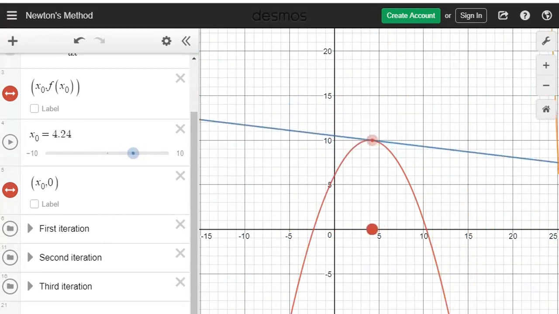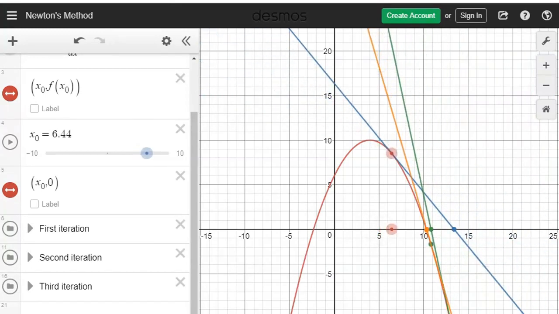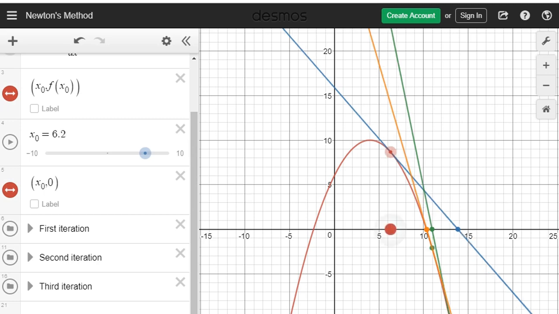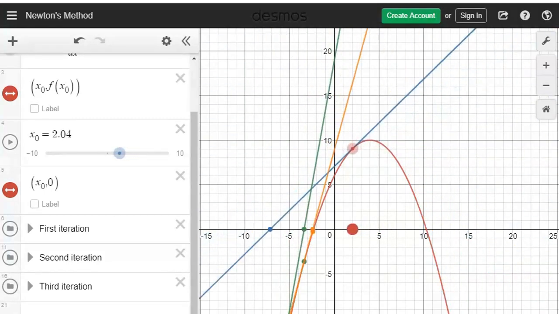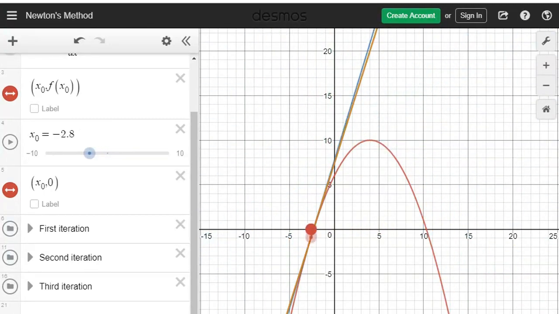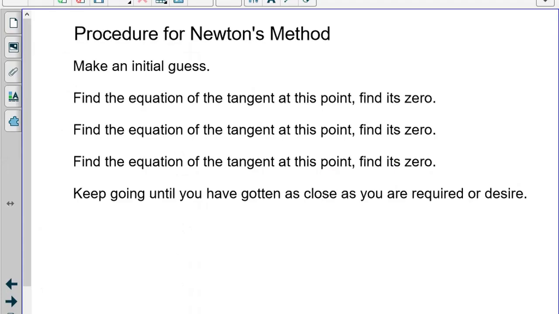Now, one more thing that you have to notice is that it might take a very long time if you make a very bad guess. So if you get it closer to the vertex in this problem, we don't even know where the second and third iterations are unless I zoom out very, very far. Again, notice that if I'm on the right side, I'm going to get closer to the zero over there. Okay, so that's just kind of what's actually happening when we're doing this.